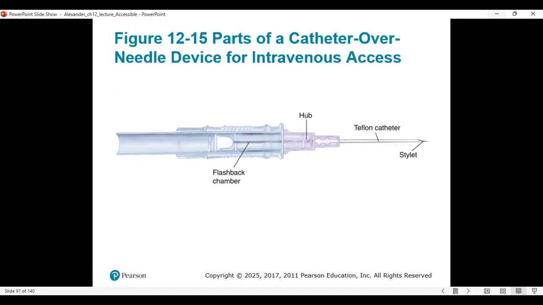Here are the parts of an IV needle. You have the flashback chamber, you've got the hub, the Teflon catheter, which is the actual catheter, and then inside the catheter is your stylet, or your actual needle.